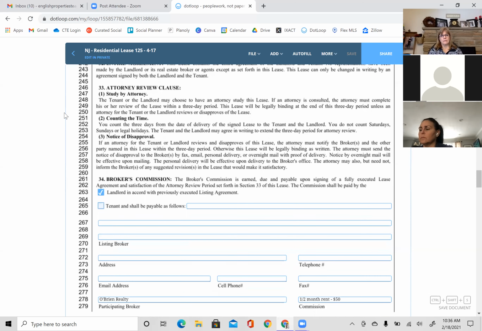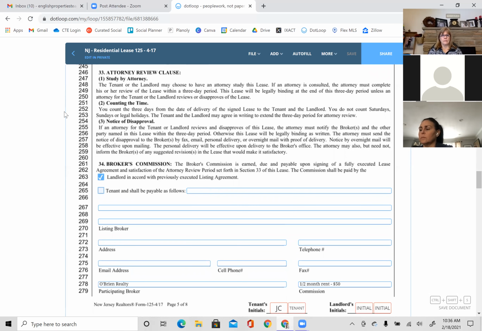And it says that the lease can only be changed in writing. So again, everything has to be in writing. If the tenant wants to do something that maybe they might not have been allowed to do, they need to get it in writing. If the landlord wants to change something, they have to get it in writing. Both parties have to have in writing an agreement to change anything when it comes to the lease.